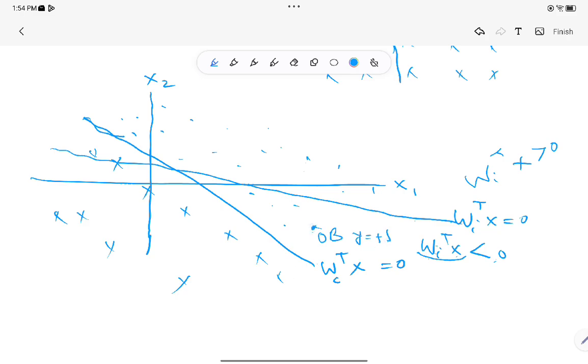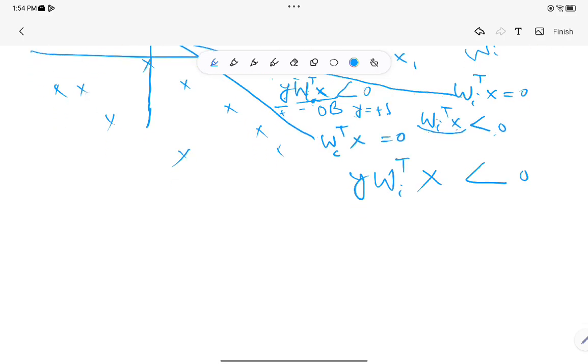So for this point, if you multiply y with w^T x, what will you get? y is +1 because it's positive, +1. w^T x is less than 0, so it is plus into minus. Plus into minus is minus, so this will be less than 0. What do you find? You find that for the incorrect line, this quantity y_i w^T x_i is less than 0.